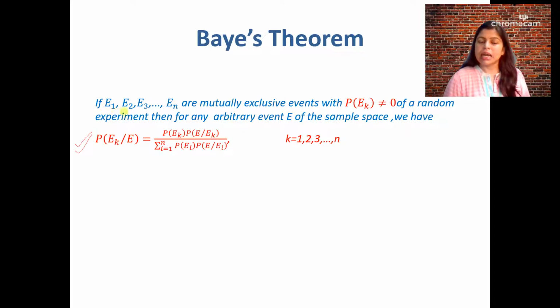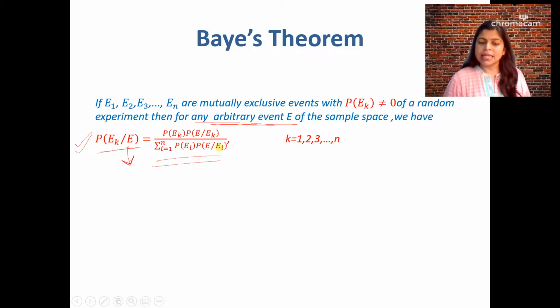If there are a few events e1, e2, en, and those are mutually exclusive events in the random experiment, then for any arbitrary event e of the sample space, we have this formula. So what is it representing? It is representing that E has already happened, and now we are searching for the happening of another. And here we don't have only two events, we have so many events, so we'll use this formula.